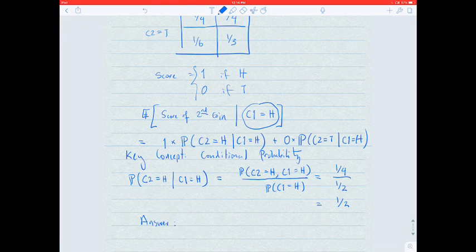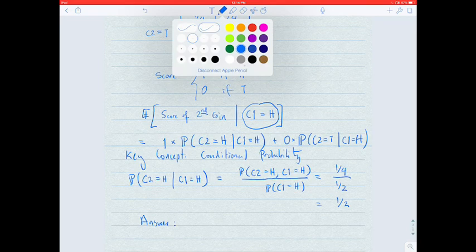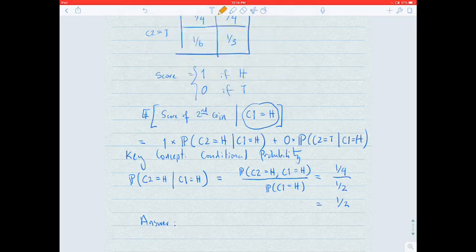So let me write out why the answer is 0.5. So now we can plug this in to our expression. What I'm going to do is now I can write out what this is.